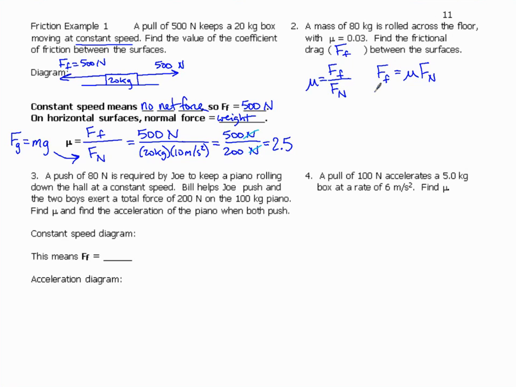And we can put in some numbers here. The coefficient of friction is 0.03. Remember, the normal force is equal to the weight, because we're on the floor, a horizontal surface. Weight is mass times the acceleration of gravity. And so the force of friction in this situation comes out to 24 newtons.